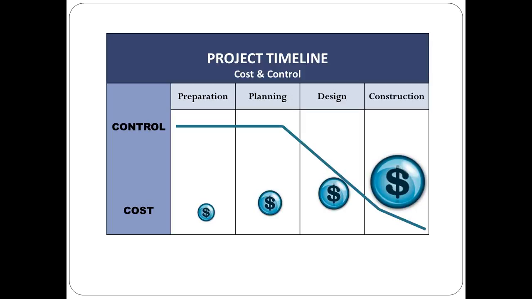As you can see by the chart in front of you, the project timeline, at the front end of your project, when you're preparing to build and you're putting together your building committee and your subcommittees and work groups, and then you get into the planning phase where you hire your industry professionals and make a lot of decisions about how you're going to proceed, you have control and it's costing you very little money.